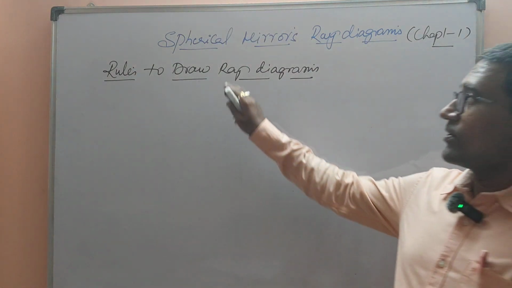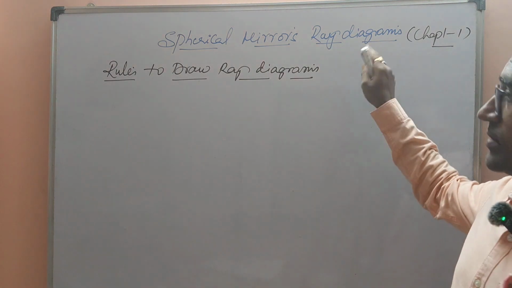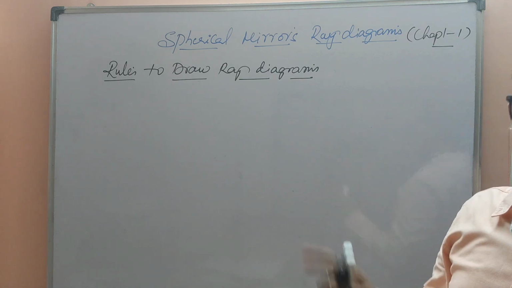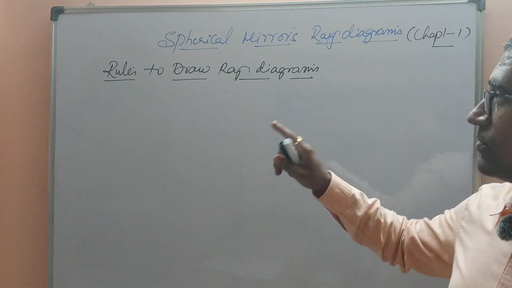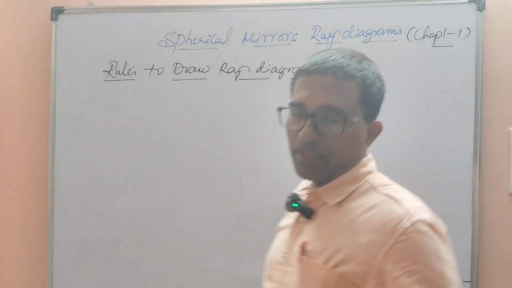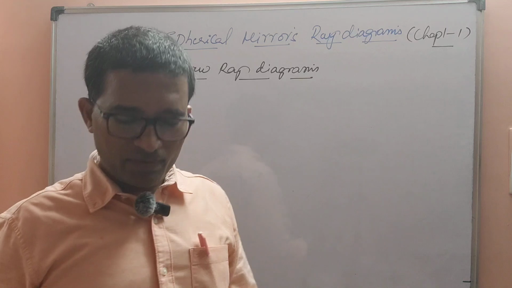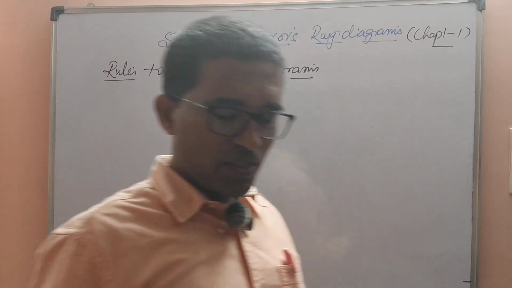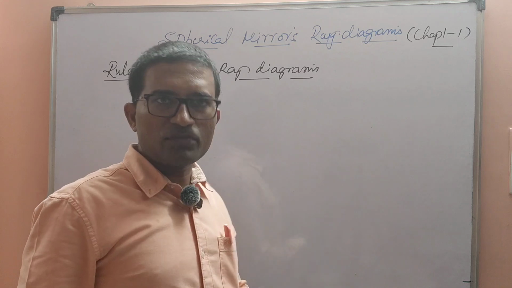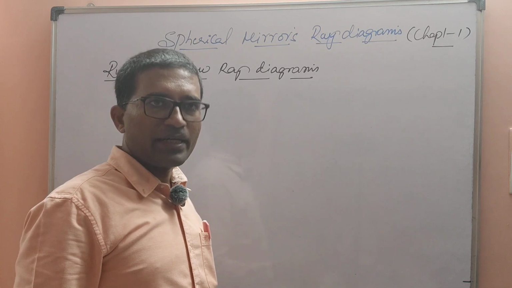In this class, we are going to study spherical mirror ray diagrams, that is chapter 1 for the SSC board, and it is there for CBSE students also. Rules to draw ray diagrams of spherical mirrors. What are the different rules to be followed while drawing ray diagrams using spherical mirrors? How the incident rays will behave and how the reflected rays will behave. How we have to draw the ray diagrams.